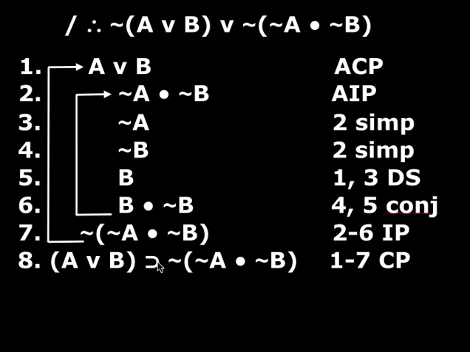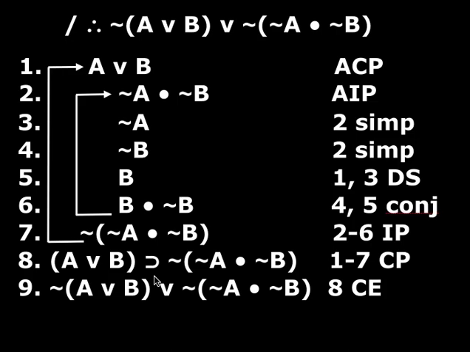Okay, now I'm just going to do the final step. I'm going to do conditional exchange here to complete the proof. Conditional exchange on 8, and now I've actually derived that statement, and the proof is over. Okay, well, that does it for Chapter 4.